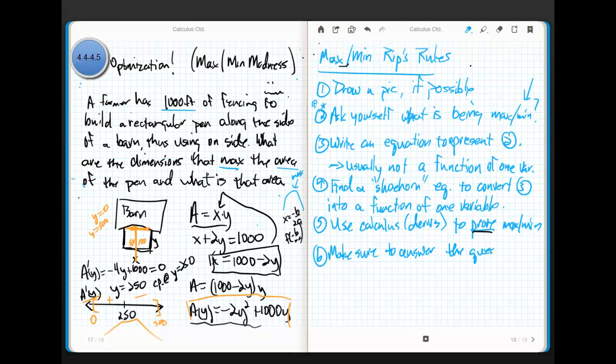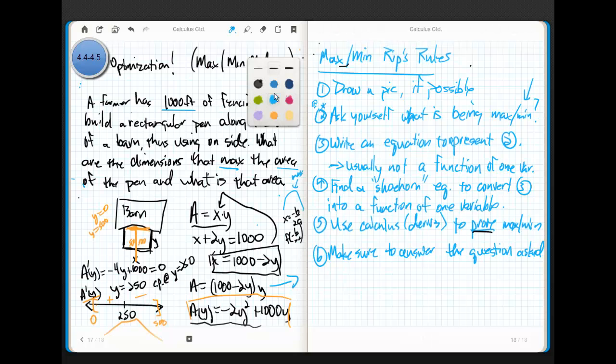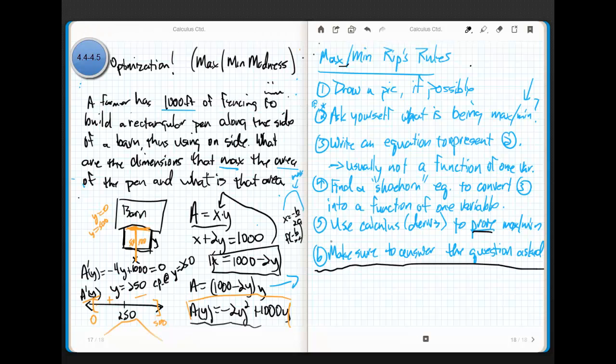The question that is asked. Okay? So I'm going to bring this thing over here now. So let me change colors back to black. And that's really it. Those 6 little rules will make you be very, very successful.